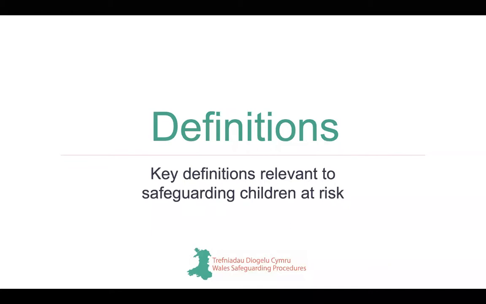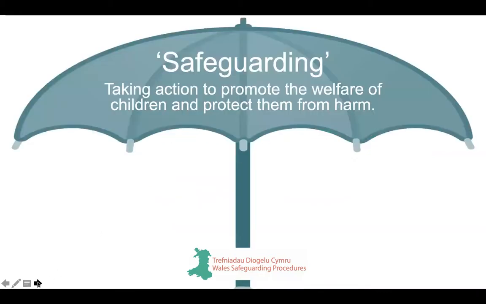So we now come on to the part in section 1 that covers the definitions that are relevant to safeguarding children at risk. It's important to remember that the term safeguarding refers to a spectrum of support that covers all of our activities and responsibilities that mean we're taking action to promote the welfare of children and young people, through to the action that is needed to then protect them from harm.